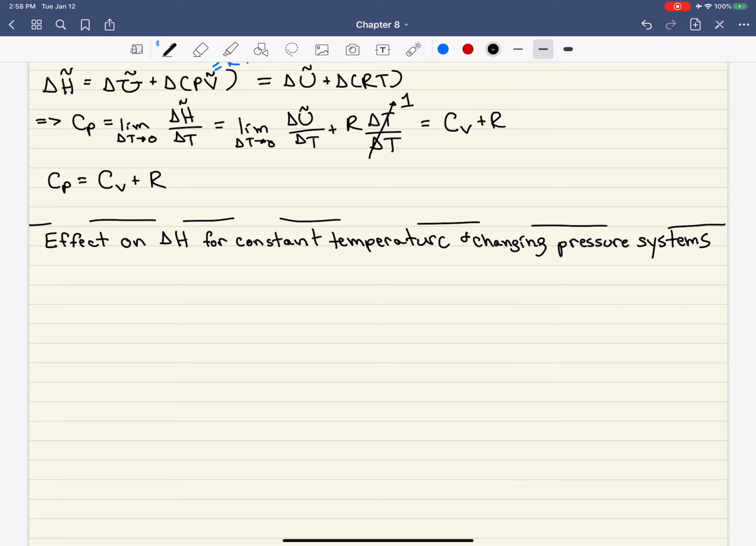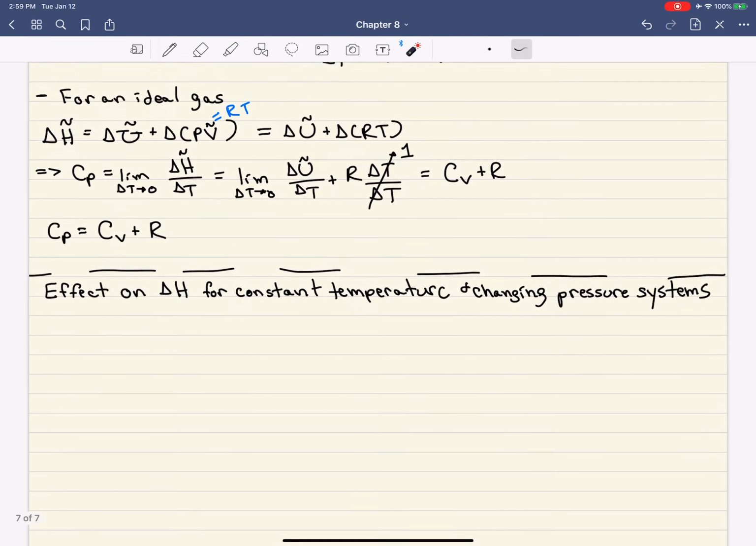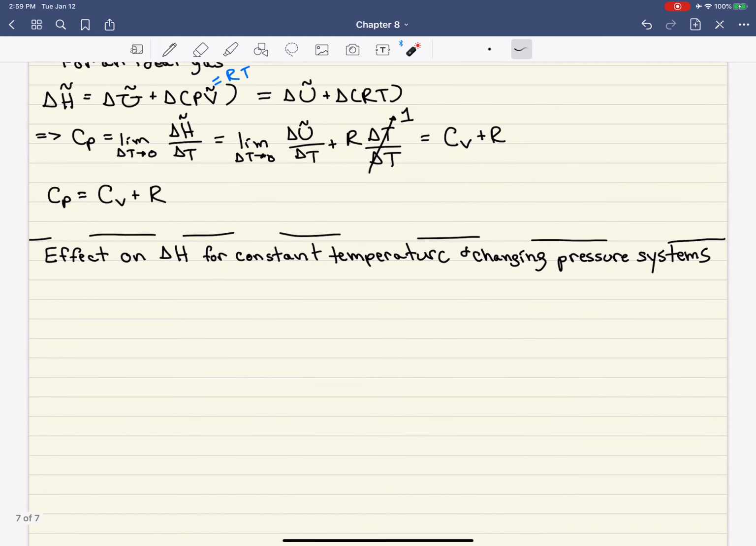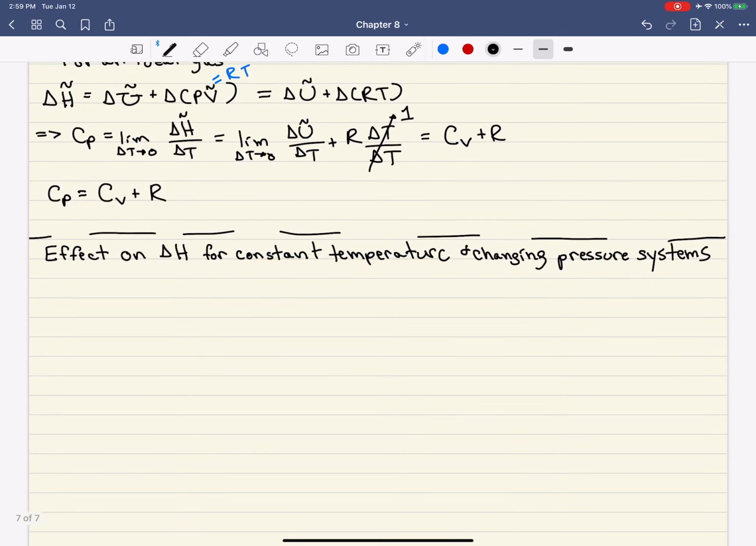So the heat capacity is a physical property that allows us to relate our enthalpies or our internal energy to changing temperatures. Let's now consider how the enthalpy is affected in systems in which the temperature is held constant, but the pressure is changing. In this case, we can't really define a heat capacity, because heat capacity is only looking at a system when the temperature is changing. Now we're looking at the system when we have a constant temperature.